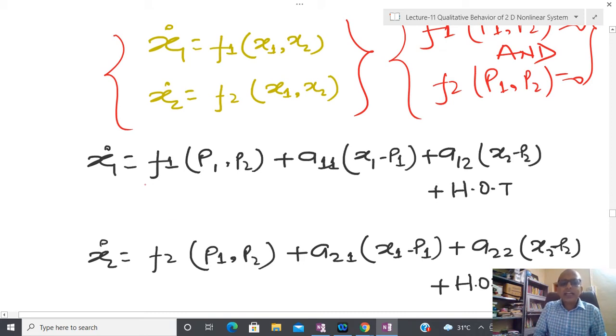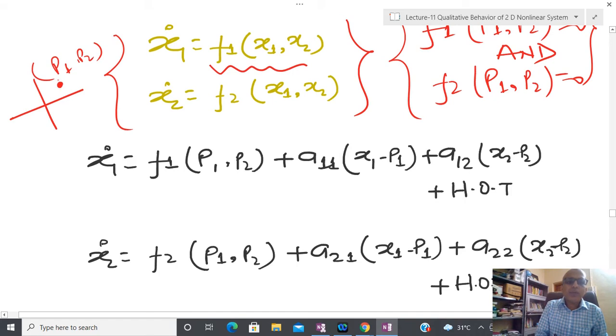Just you can see that I have some function, and in order to approximate that function about p1 and p2, I am assuming that in the two-dimensional plane I have some point, this is p1 and p2, that is the equilibrium point, and I am going to approximate the system about this particular equilibrium point. So I substitute that point, and after that I have some constant, and here the increment x1 minus p1. After that a1 is another constant, and here another variable x2 minus p2, and I collect all higher order terms. Similarly I have done the same for the second equation, and after that the higher order terms.